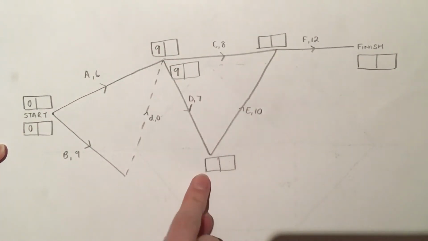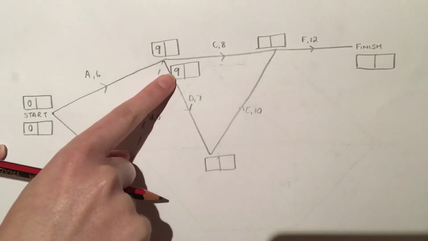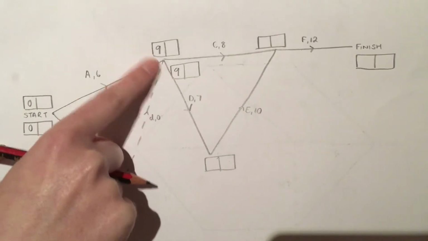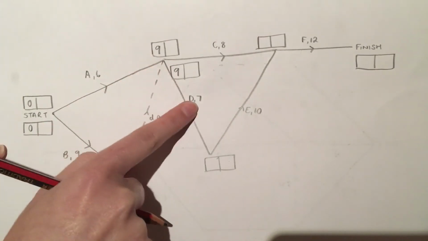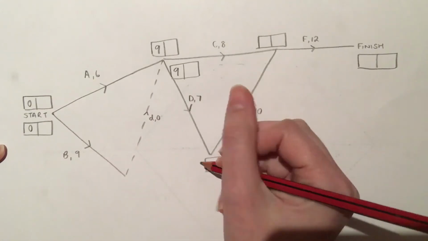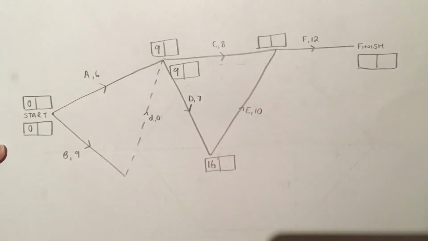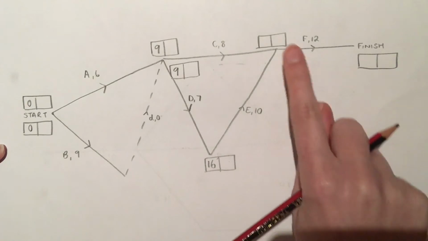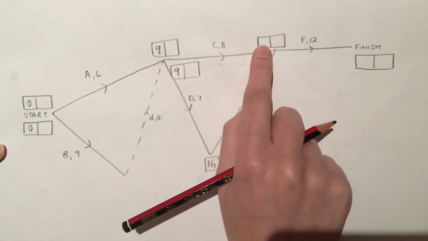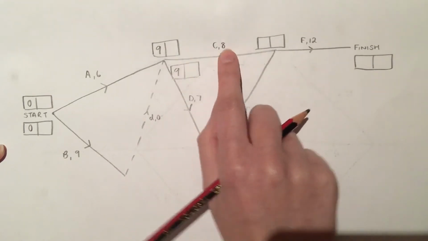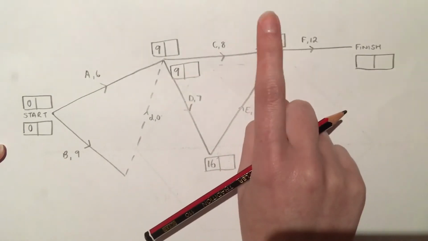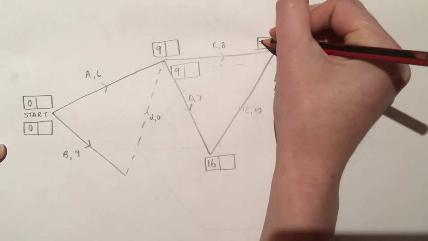Now to get down here, there's only one option. Well, there technically are 2 options, but they're exactly the same. So I can go 9 and 7 makes 16. So that one's going to be 16. And then to get to here, I can either go 9 and 8 makes 17, or 16 and 10 makes 26. So the biggest number is going to be 26.